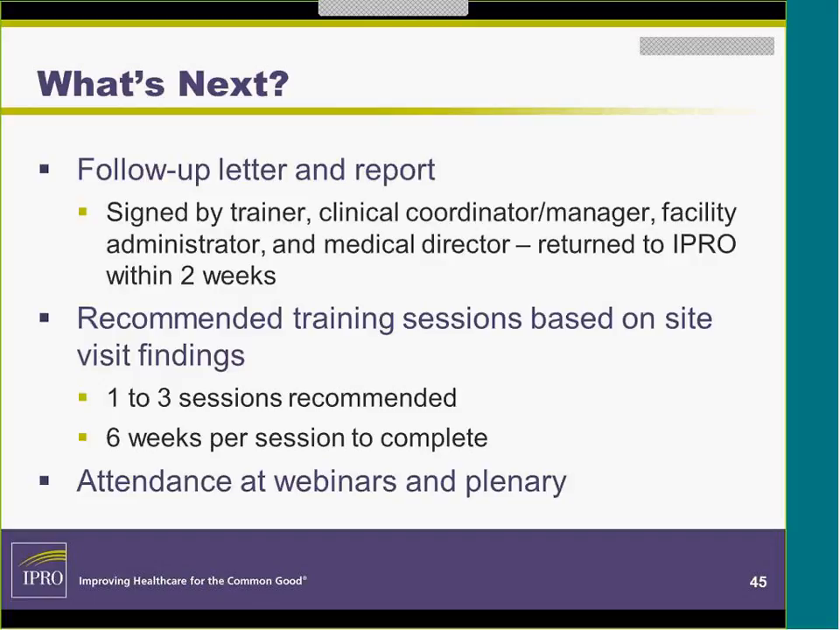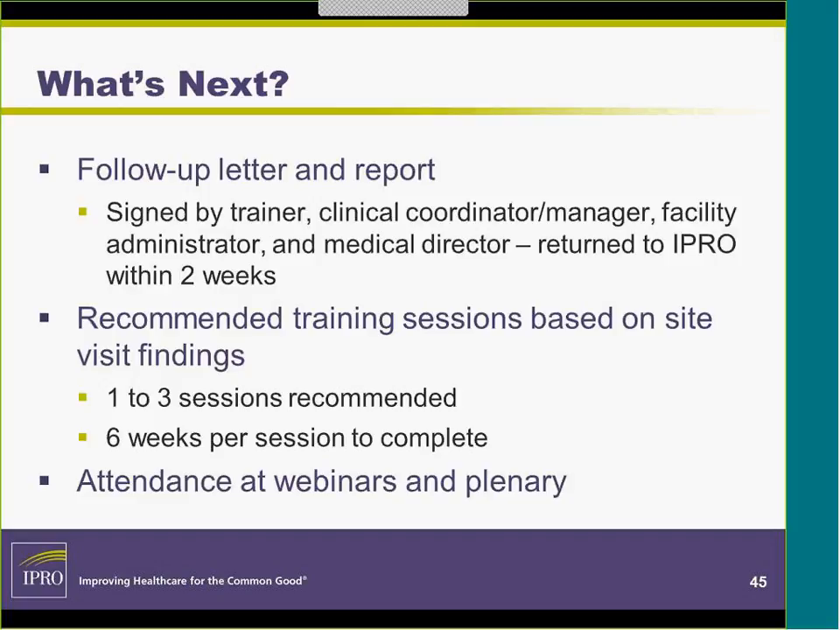What's next in this project? Following the ICAR assessment, after it's completed by the facility and then completed by us during your site visit, we'll sit down and have an exit interview to go over the things that we immediately spotted. Then we will pull together a more formal report that outlines everything identified, and we'll submit the report and a letter with training recommendations. We ask that the letter be signed by the trainer, the clinical coordinator, manager, the facility administrator, and the medical director, and be submitted back to IPRO within 2 weeks, just so that it was seen by all members of the administration. Within that letter, we will be recommending training sessions based on the visit findings.